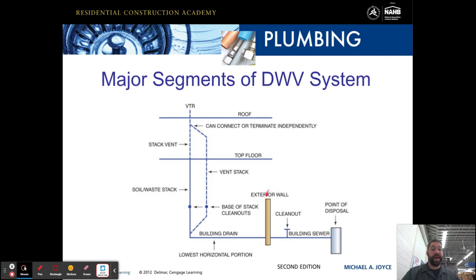And you can see, this is on the outside of the building. Cleanouts you'll usually see, sometimes they're in the interior of a building. On this diagram, they have it on the outside of the building. As we come up here, we have our soil or waste stack, our stack vent, and then our vent to roof right here. Here's our top floor, and you can see we have another vent stack here. This is the base of stack cleanouts, so for our waste stack, we're going to have cleanouts as well.